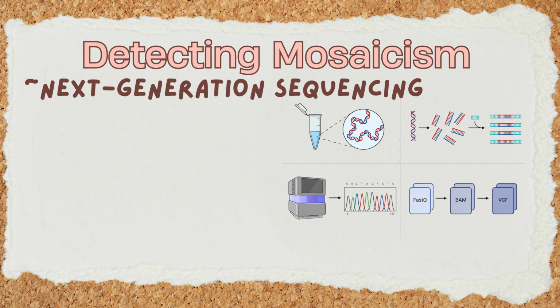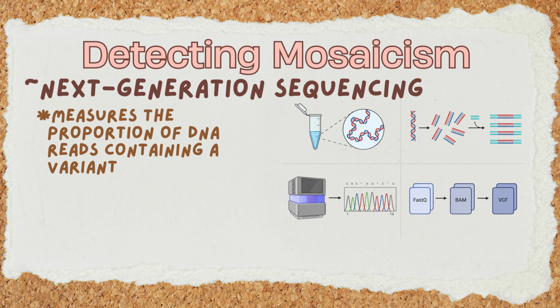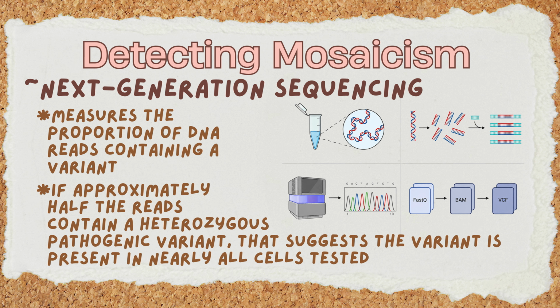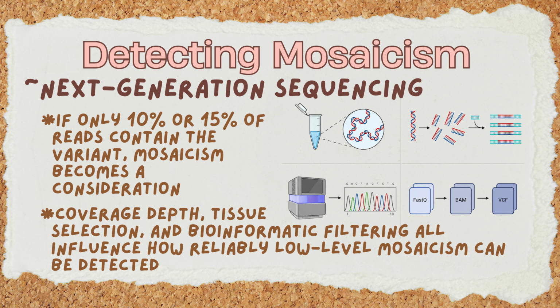Lastly, there's next-generation sequencing. NGS has greatly expanded our ability to detect mosaic variants. Instead of evaluating chromosomes, sequencing measures the proportion of DNA reads containing a variant. If approximately half the reads contain a heterozygous pathogenic variant, that suggests the variant is present in nearly all cells tested. If only 10% or 15% of reads contain the variant, mosaicism becomes a consideration. Coverage depth, tissue selection, and bioinformatic filtering all influence how reliably low-level mosaicism can be detected.